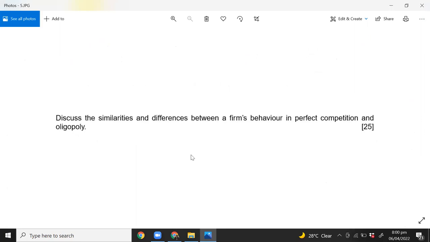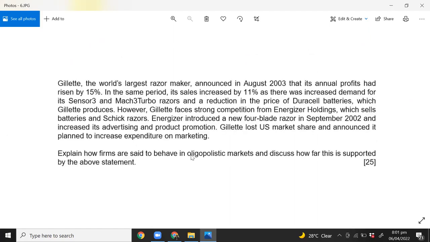We talked about this question yesterday, discussed the similarities and differences between a firm's behavior in perfect competition and oligopoly. We talked about the characteristics of both the market structures. We said first what perfect competition is, what are its characteristics. We talked about the characteristics of oligopoly then, and then we compared what are the similarities and differences in perfect competition and oligopoly. Easy? We good on this, students? Is everything clear? Right? Okay.